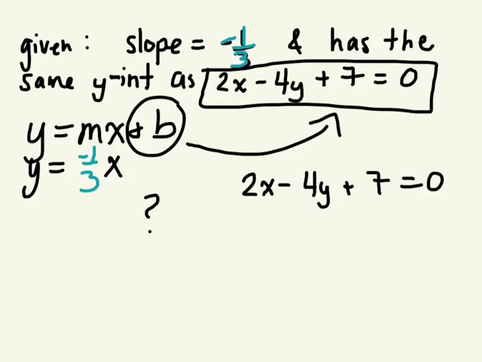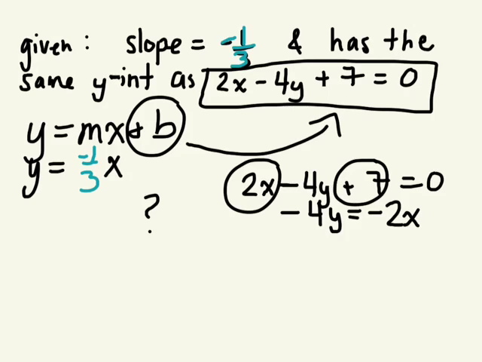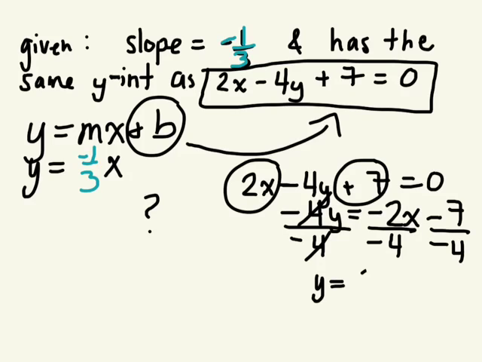Slope-intercept form isolates which variable? Which variable do I need to isolate? Y. So negative, don't forget that you have to include the sign, negative 4y equals, I want to bring this 2x over, becomes negative 2x. I want to bring positive 7 over, it becomes negative 7. How do I isolate y? Divide everything by negative 4. This cancels out. Y equals 2 over 4x, a negative makes positive, 7 over 4.